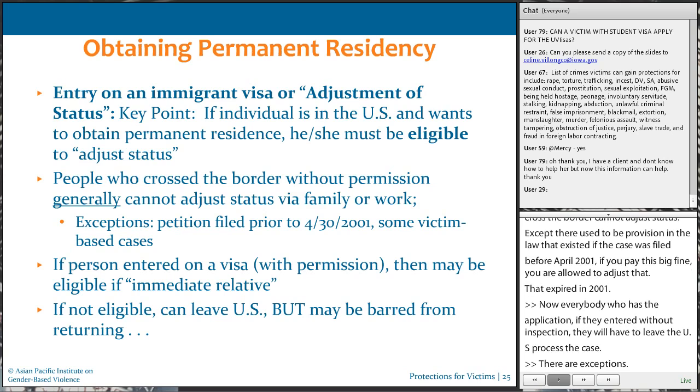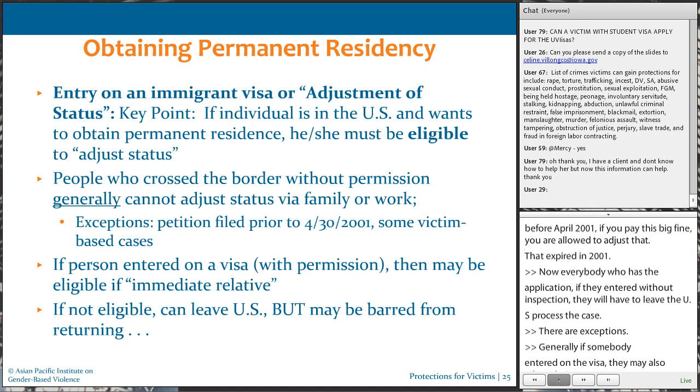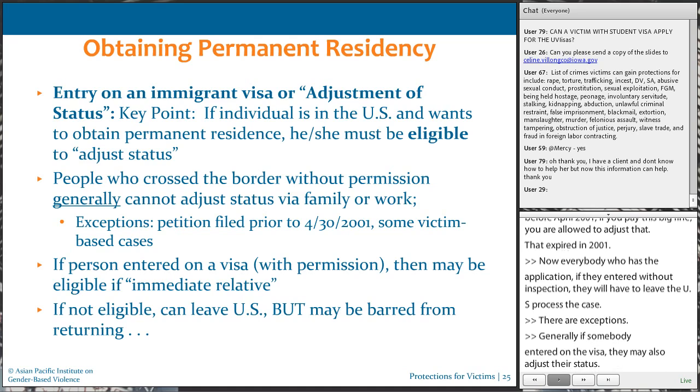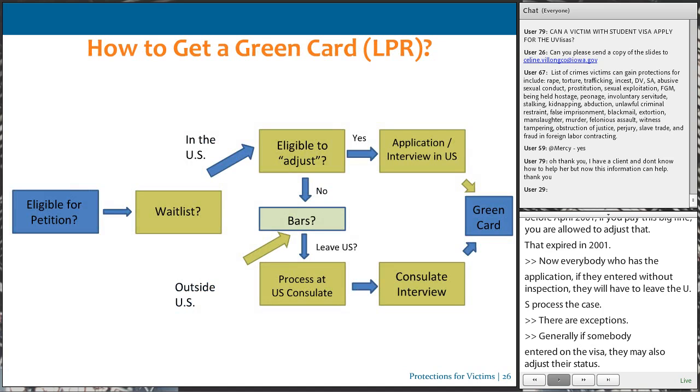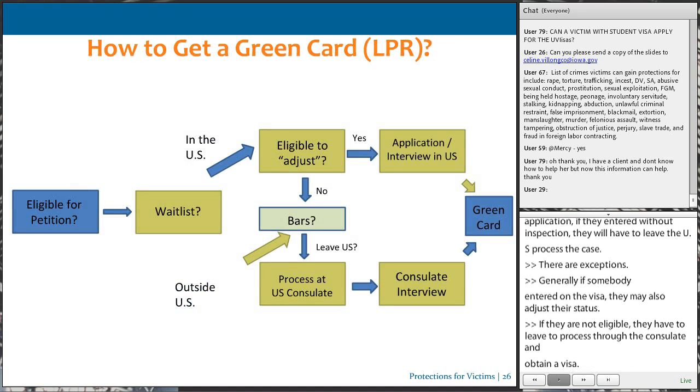And generally, if somebody entered on a visa, they may also adjust status in the United States. So, if they're not eligible to adjust status, they have to leave, like I said earlier, to process through the consulate and obtain a visa. But, here's the map of the flow chart, if you look at the screen. They may have to leave the United States.